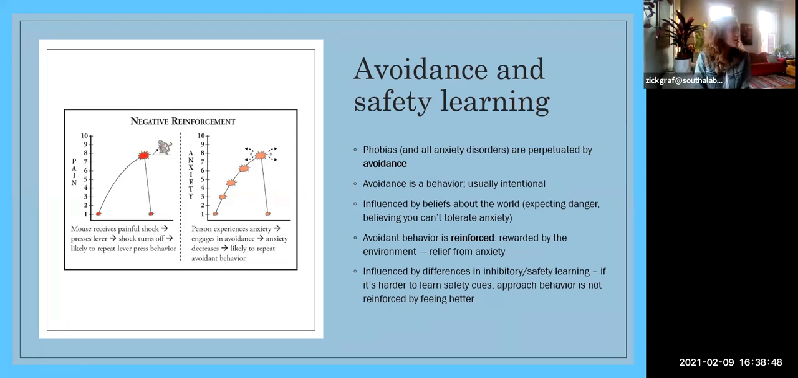The tendency to engage in avoidance is influenced by our beliefs about the world, our belief that we can't handle anxiety, our belief that danger is the likely outcome of any risky situation. Avoidant behavior, just like mice pressing a lever to escape a painful shock, avoiding situations that cause us anxiety is very reinforced because avoiding relieves our anxiety temporarily. How reinforcing avoidance is can be influenced by differences in inhibitory and safety learning. If it's harder for us to learn safety cues, we're more likely to continue to avoid.